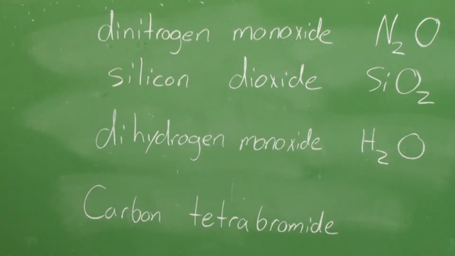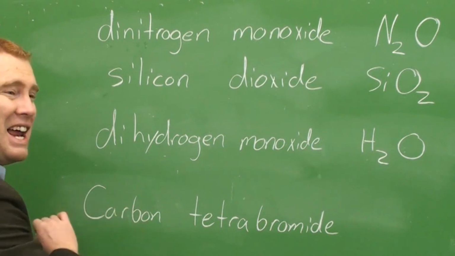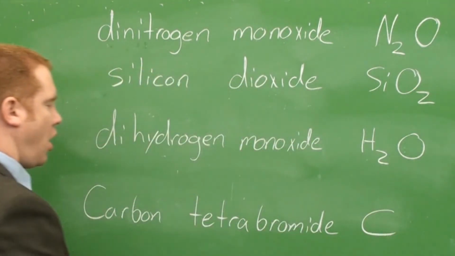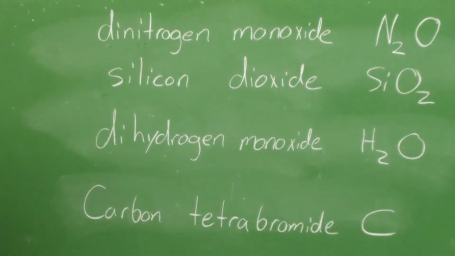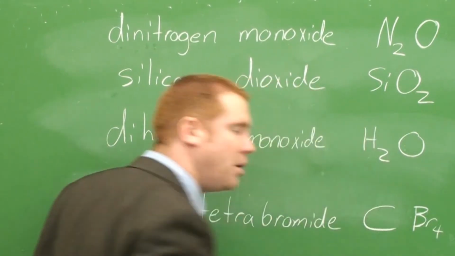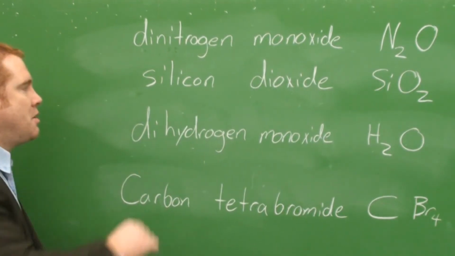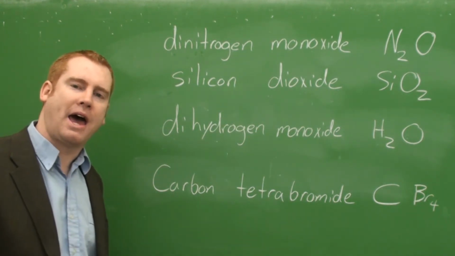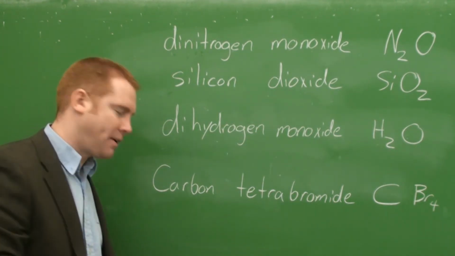All right, carbon tetrabromide. Carbon, once again, no mono up front, just C. So really just 1 carbon. Tetra is the prefix for 4, so bromine, Br4. And there we go. Nothing too tricky, just gotta recognize, hey, I'm gonna use the prefixes and they'll tell me how many atoms of that element we have. Perfect.